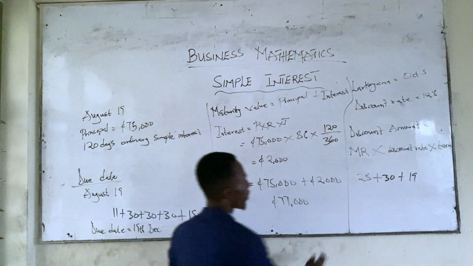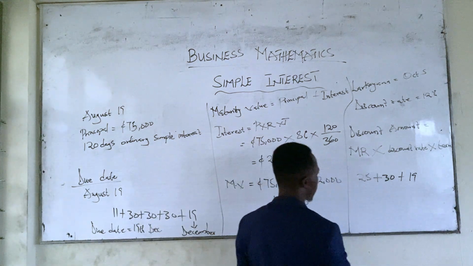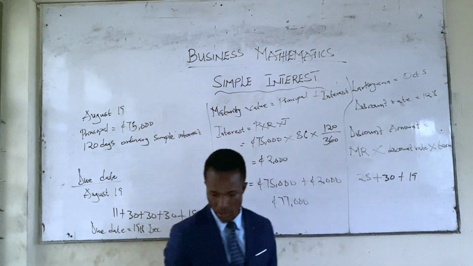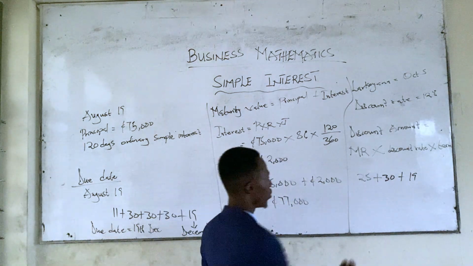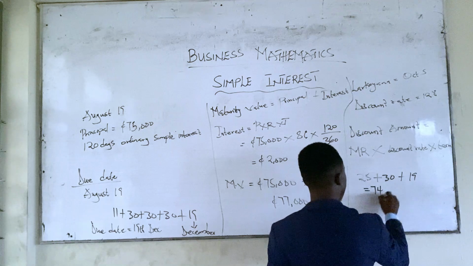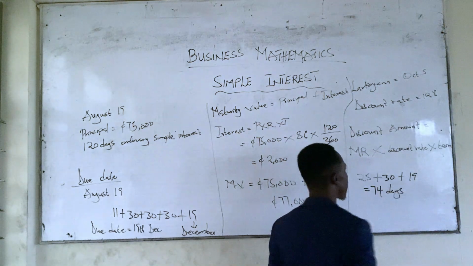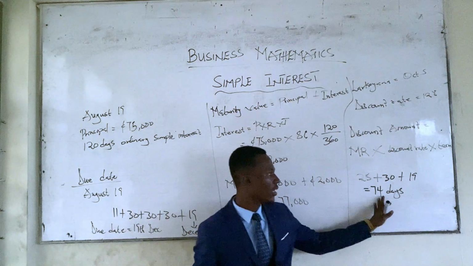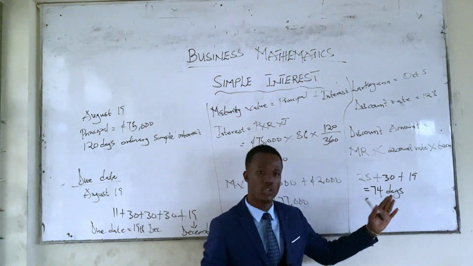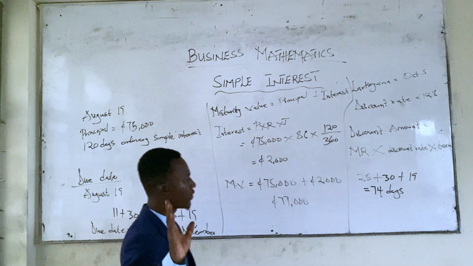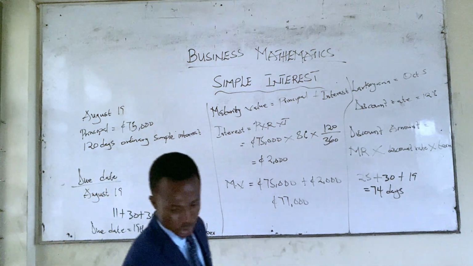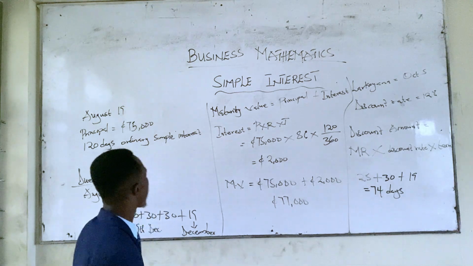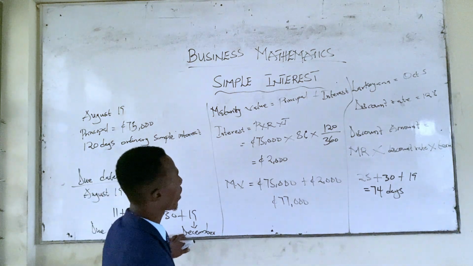Okay, so here you have 25 plus 30, which is 55, 65, 74. So you have 74 days here. So it means the bank or the other third party is going to charge the note for just 74 days. Okay, so now since we have the 74 days, we can calculate for our bank discounts.